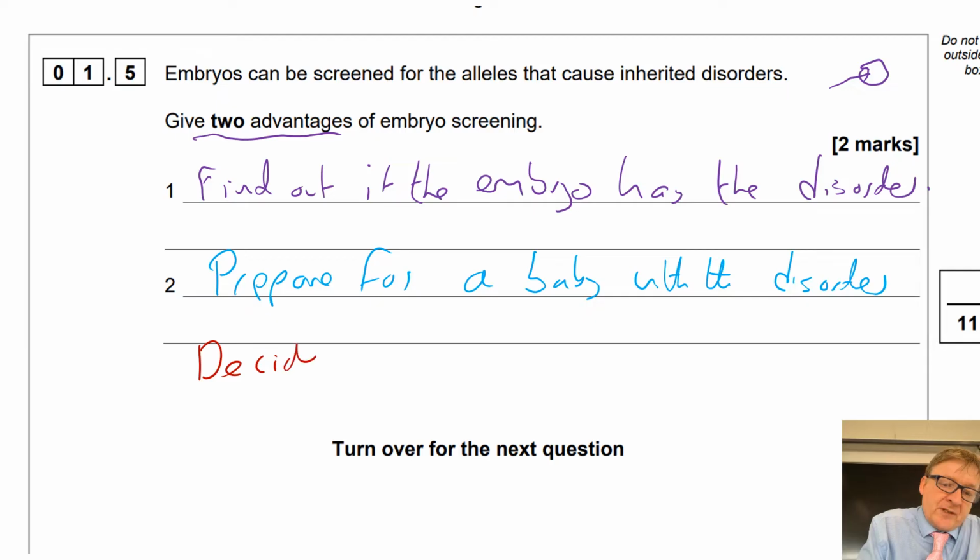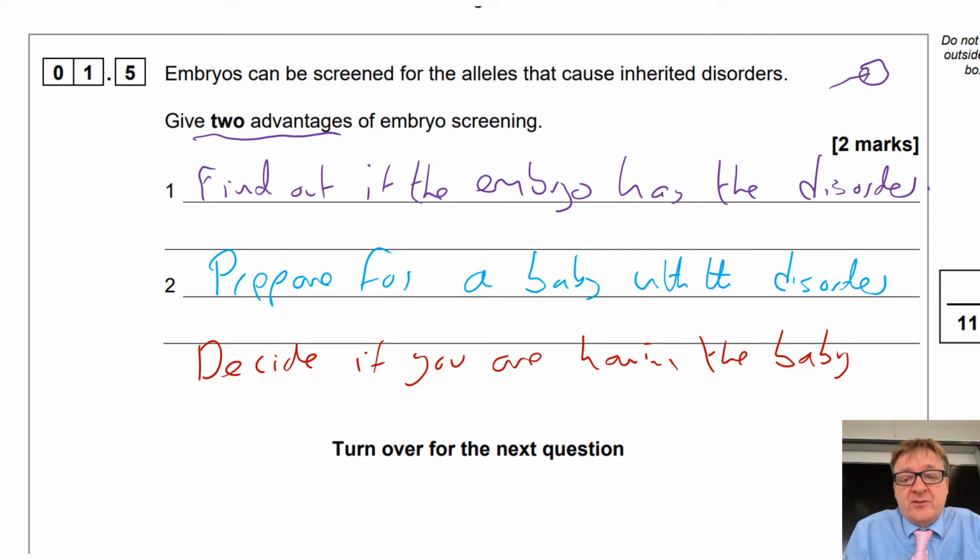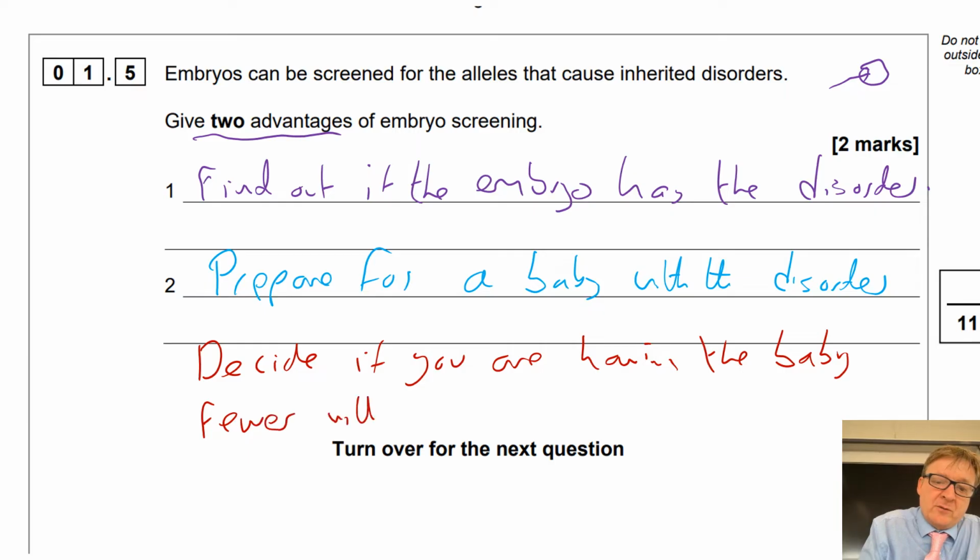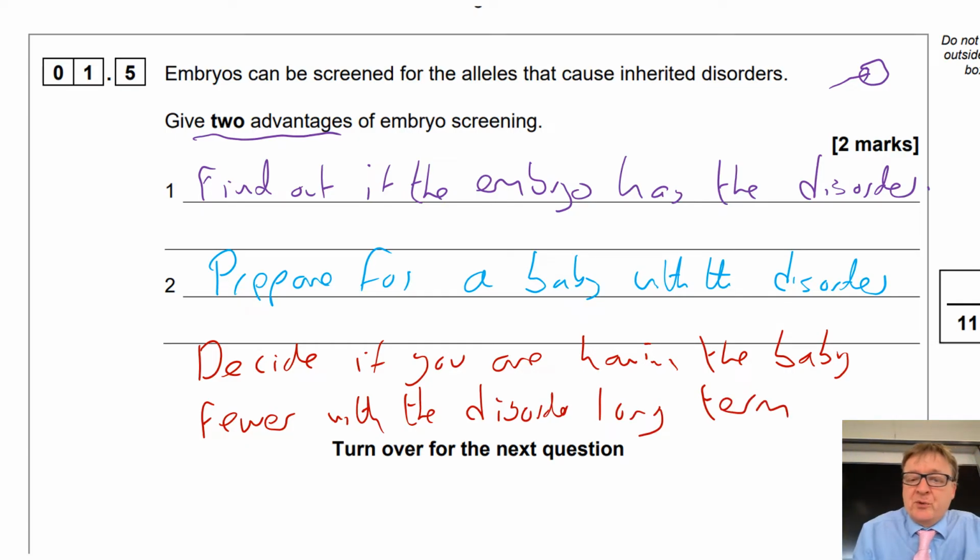You also need to decide if you are having the baby. Whether that's an advantage or not, if you find out it's got it, then you have to make a decision about whether you're going to keep it or not. But one advantage is, if you then end up not having the baby with the disorder, there will be fewer people with the disorder long term, because the alleles in the gene pool for that particular disorder are then decreasing.